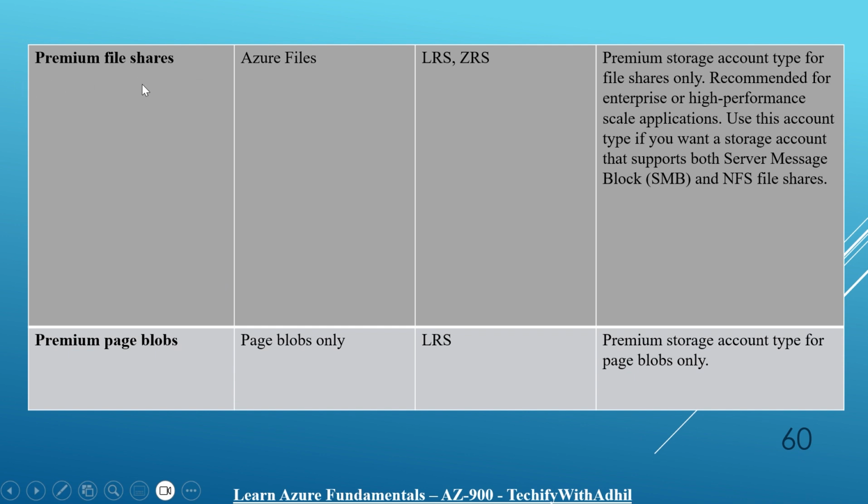Next is premium file shares. It is used for Azure Files. LRS and ZRS are the redundancy options. This is recommended for enterprise or high performance scale applications. Use this account type if you want a storage account that supports both Server Message Block (SMB) and NFS file shares. Then premium page blobs. It supports page blobs only, and only the LRS redundancy option. So this account type is for page blobs only, as the name says.